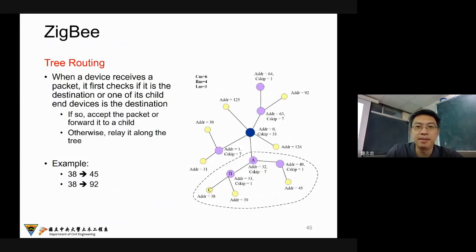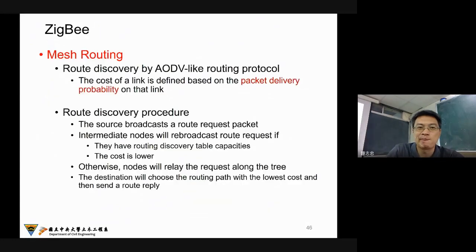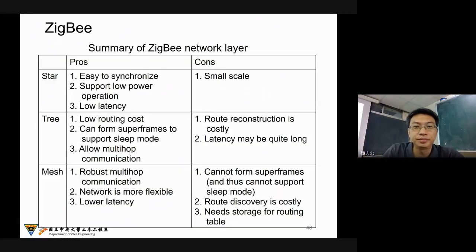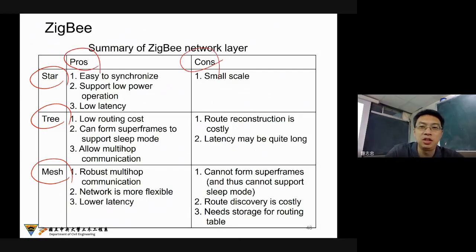So this is the same. You can use the tree or the cluster routing in the first cluster area. Okay, and this is the mesh, using something like a grid for the data transmission. So I have a very quick summary of the ZigBee network, from the different layers, from the star and through the tree, and finally to the mesh. You can have some advantages and disadvantages.